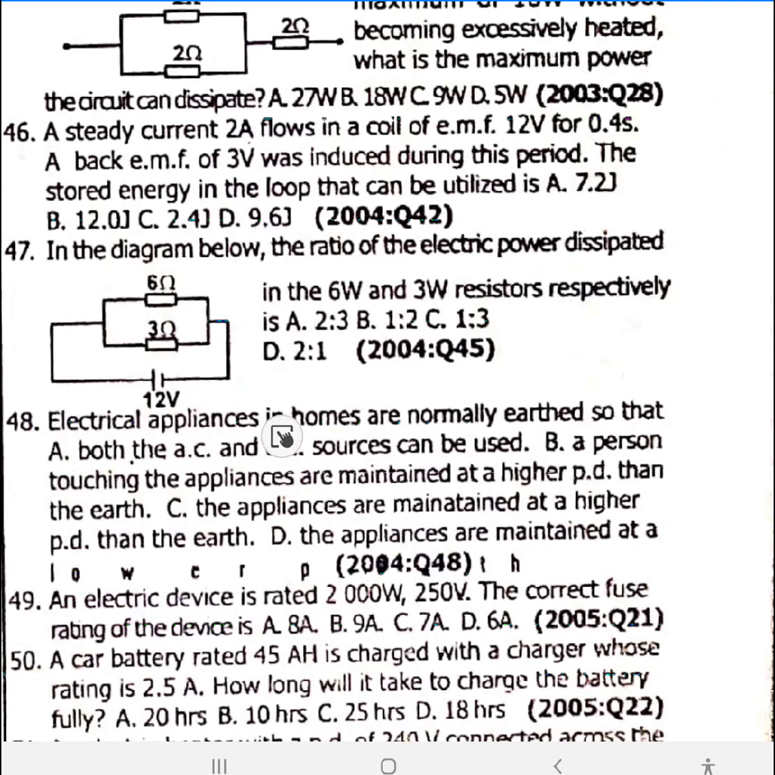Next, 48. Electrical appliances in homes are normally earthed so that the person touching the appliances is maintained at the same PD as the earth. The electrical charges will then pass quickly into the earth to prevent shock.